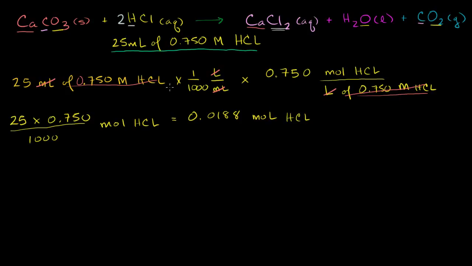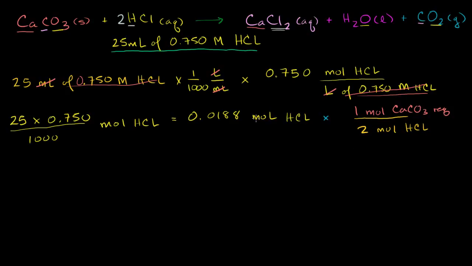And now we know that for every 2 moles of hydrochloric acid, we need 1 mole of calcium carbonate. So we want to know the moles of calcium carbonate required. So let's multiply this times, we want this thing to cancel out here. For every 2 moles of hydrochloric acid, I'll do it in that same orange color, we need 1 mole of calcium carbonate required.